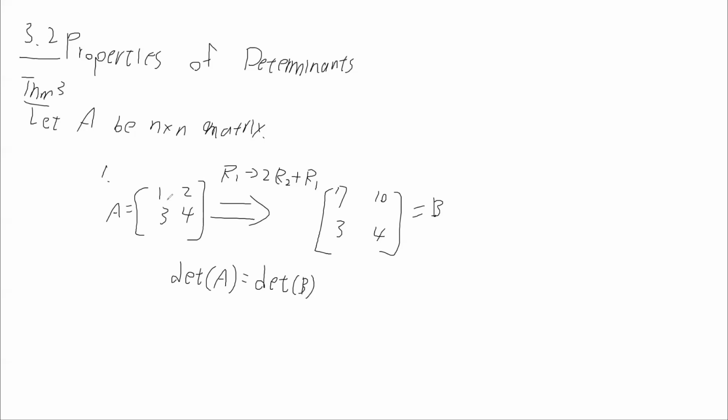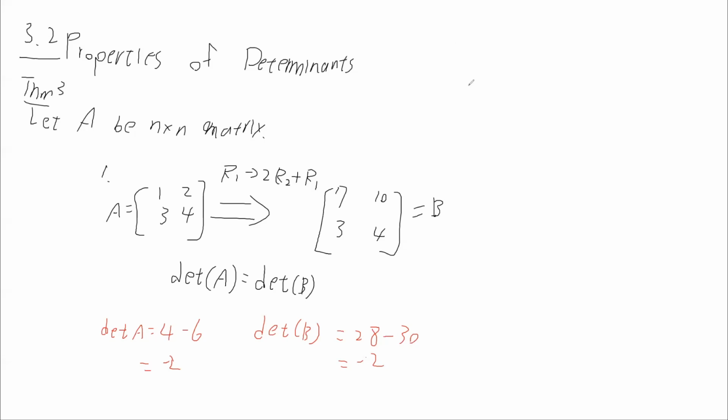Okay, so the determinant of A is going to be the same as the determinant of B, and let's check that real fast. The determinant of A is 1 times 4 minus 3 times 2, which is -2. And the determinant of B is 7 times 4 minus 3 times 10, and that also gives you -2. Okay, easy, right? So that's the first one, it does not change the determinant.